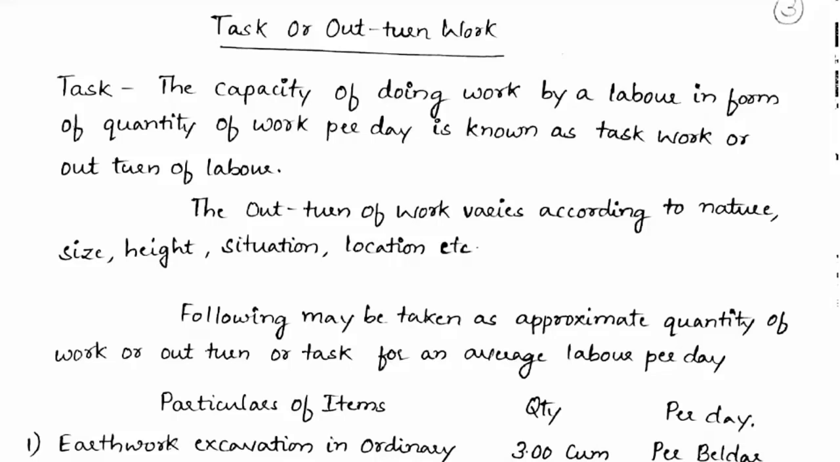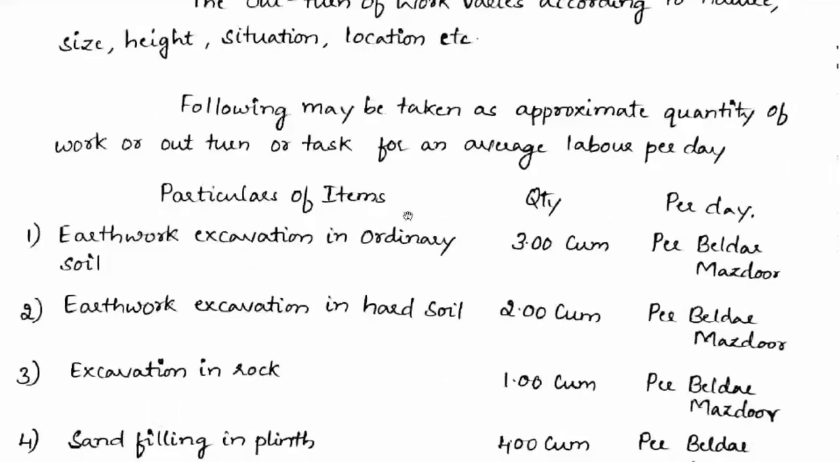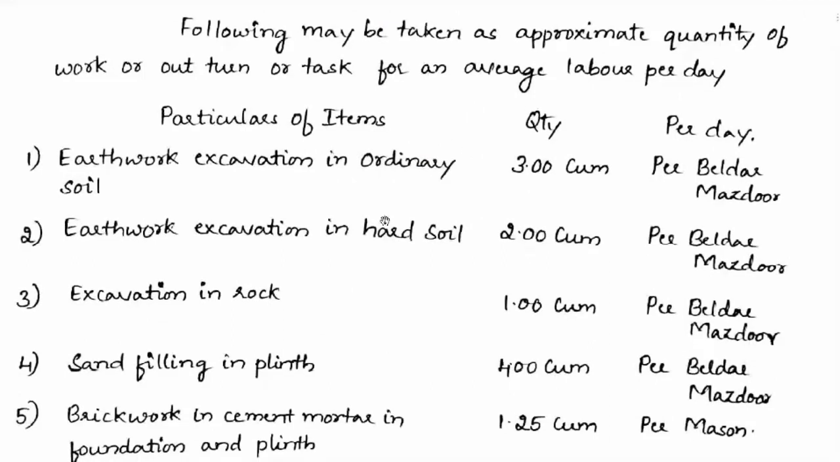Due to that, their working efficiency may reduce, it will reduce, right? So it may not remain the same. The work they do on the ground floor may not remain the same on the 10th floor or 20th floor, right? I just gave an example. Based on the height at which they are working, the situation and the location, their working capacity is going to increase or decrease. That we call outturn of work. So to prepare a rate analysis, you should know how much work one laborer can do.